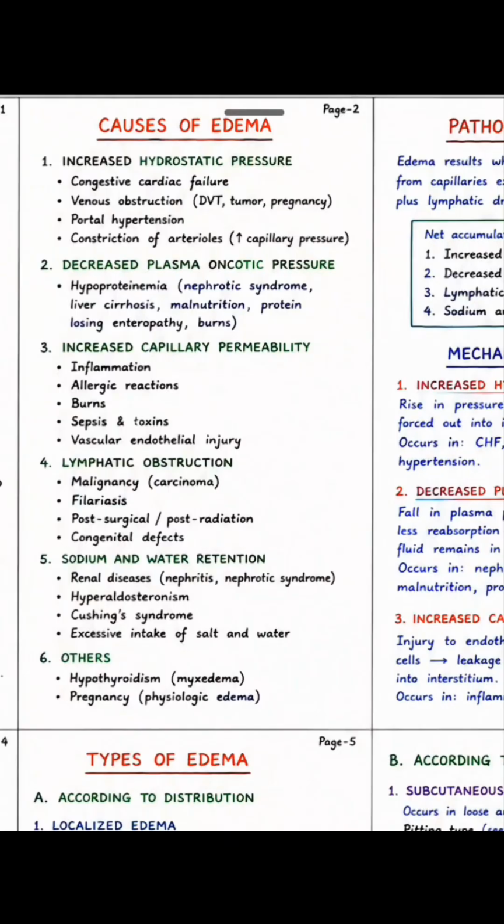For your memory hook, think of capillaries as a leaking hose pipe. The leak happens if you increase water pressure, make the pipe porous, that is permeability, stop pulling water, that is oncotic pressure, and block the drain, that is lymphatic. So try to memorize it like a leaking hose pipe.